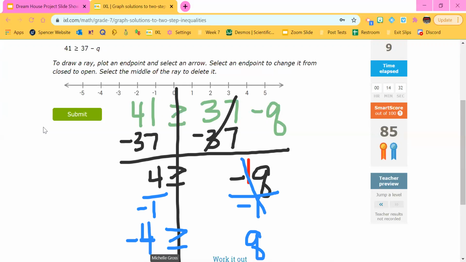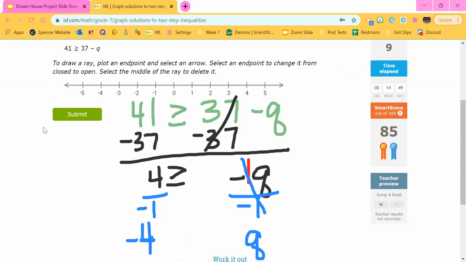Now, we've got two things going on here. I want my Q on the left side. And the reason I want my Q on the left side, and I did another thing wrong here. Let me erase this real quick because I don't want to confuse you. That should not be there.